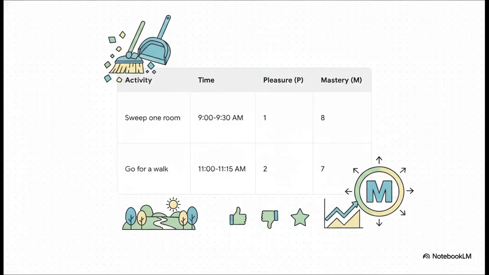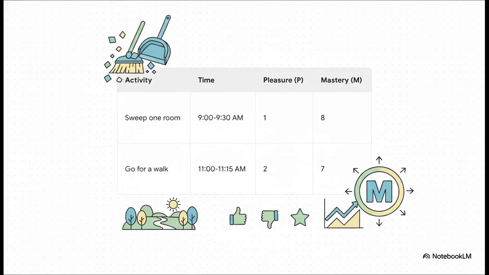Just look at this sample log. Sweeping the room, pleasure rating of 1. It was boring, it was a chore. But look at the mastery score, an 8. Why? Because they did something hard when they didn't feel like it. Same for the walk. Almost no pleasure, but a mastery score of 7. This is the win.